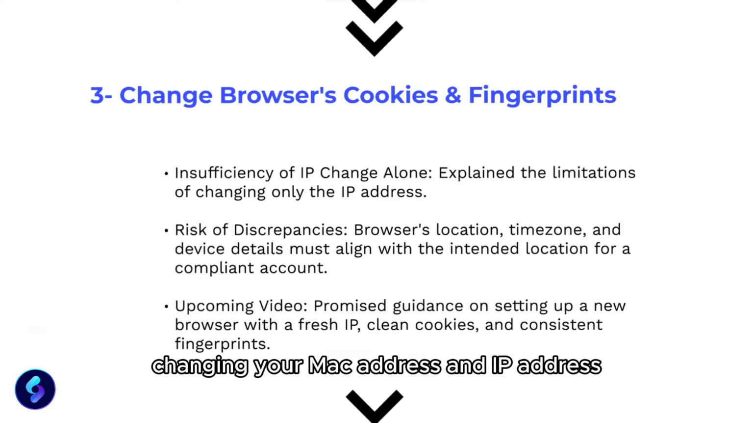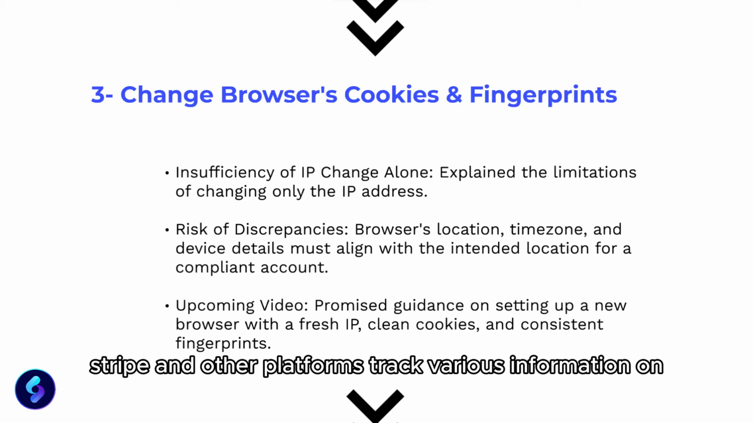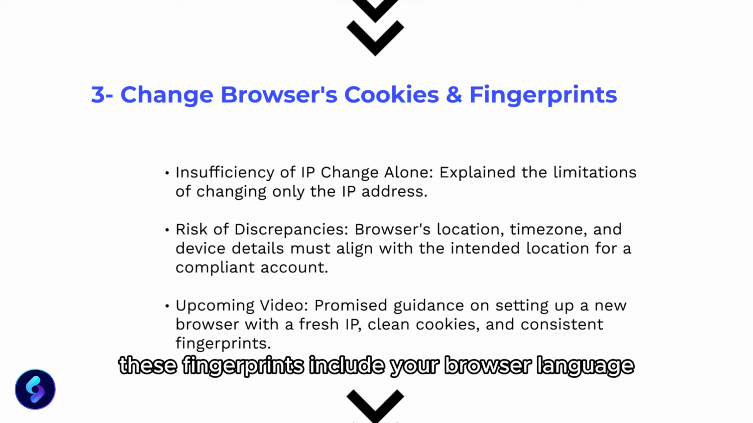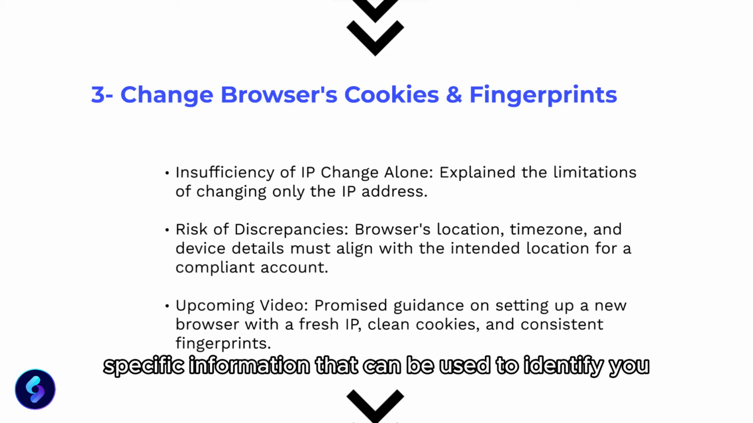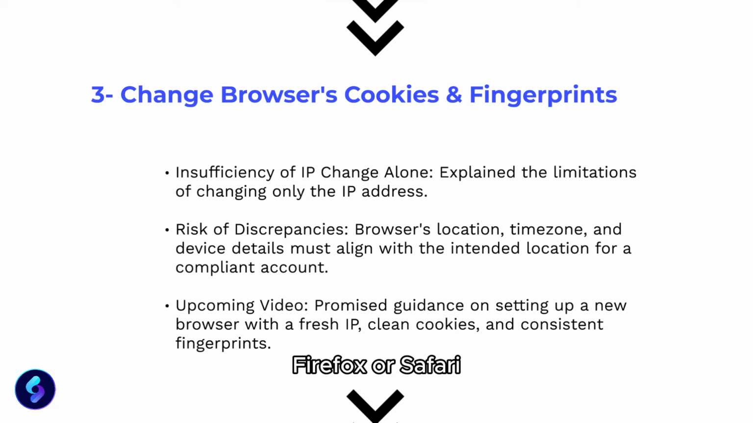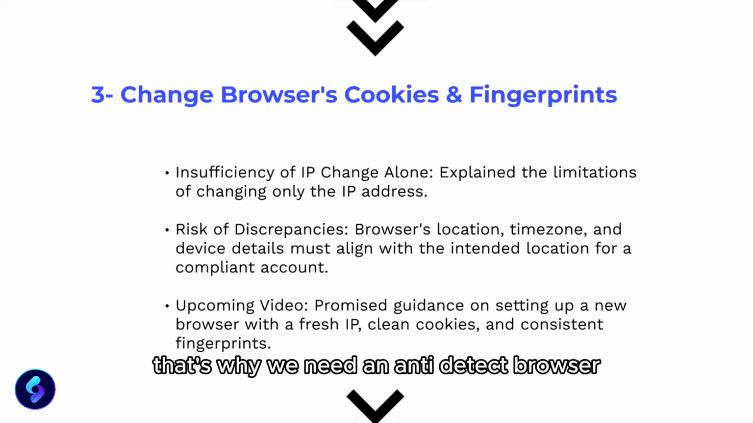Changing your MAC address and IP address is not sufficient to create a successful and trusted Stripe account. Stripe and other platforms track various information on your browser known as fingerprints. These fingerprints include your browser language, location, time zone, and other device-specific information that can be used to identify you. Regular browsers such as Google Chrome, Firefox, or Safari do not allow control of these fingerprints. That's why we need an anti-detect browser.